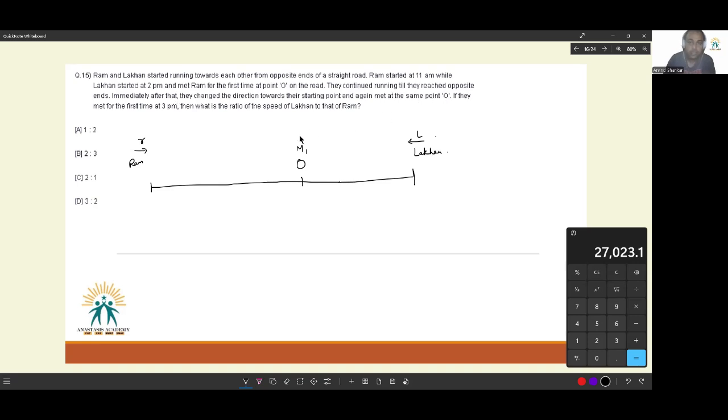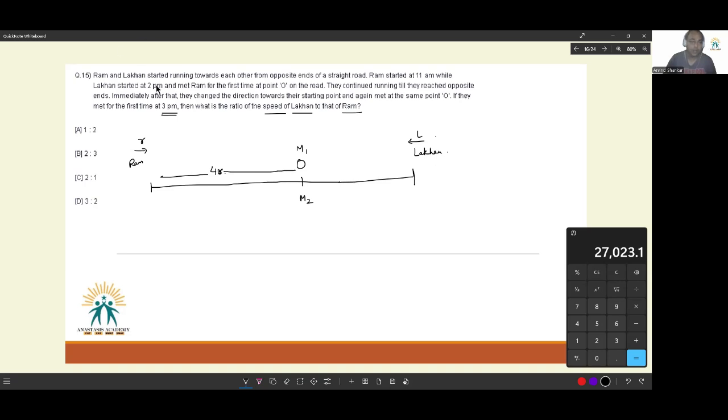They continued running till they reached the opposite ends. Immediately after that, they changed direction towards their starting point, and again met at the same point O. This is also their second meeting point. If they met for the first time at 3 p.m., what is the ratio of speed of Lakhan to that of Ram? Okay, now see this wonderful thing. Ram started at 11 a.m. and they met for the first time at 3 p.m. So can I say Ram ran for 4 hours before reaching O? So this distance is as good as 4R. This distance is as good as 4R.